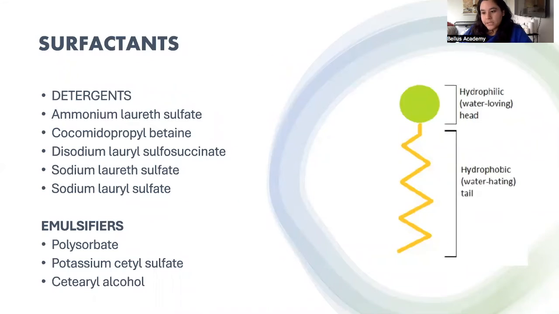Next, surfactants are cleansing agents, foaming agents, and emulsifiers that create a mixture of oil and water. The molecules of surfactants have a water-loving head and an oil-loving tail. There are detergents that are primarily used in cleansing products because they cause the substance to foam, and that removes oil, dirt, makeup, and other surface debris.